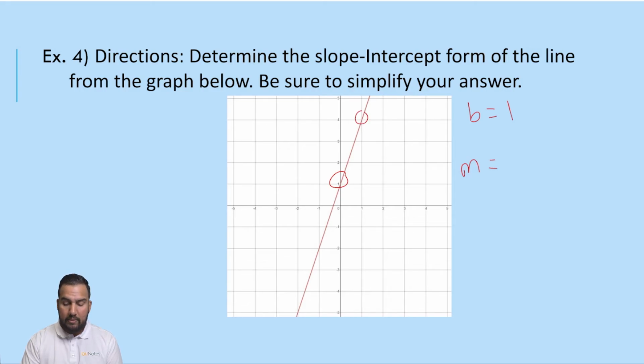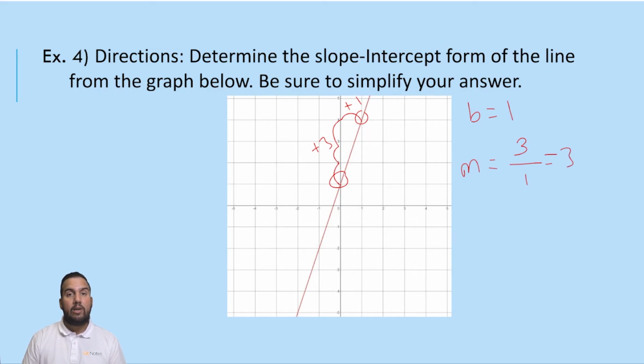So what am I going to do? I'm going to ask myself, from (0, 1), how much do I go up and over? Hopefully you agree you're going to go up 1, 2, 3. That's a positive direction because we're going up. And we're going to the right, how many? 1. So my slope is going to be rise 3 over run 1, which is simply just 3.